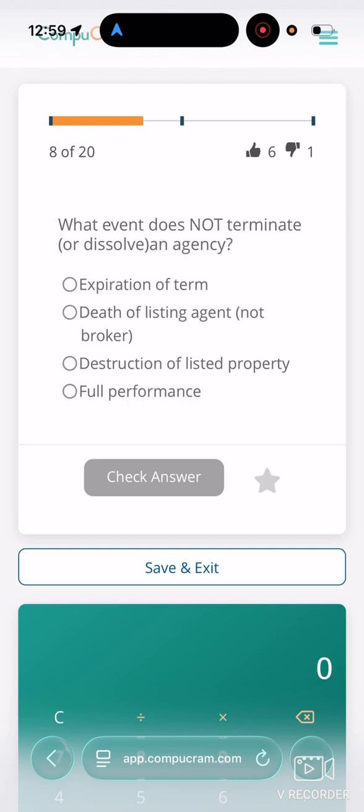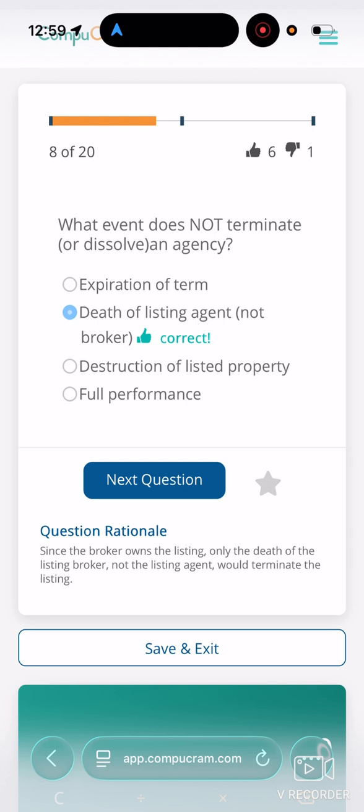Number 8. What event does not terminate or dissolve an agency? Expiration of terms. Death of listing agent, not broker. Destruction of listed property. Full performance. It is death of listing agent, not the broker. So question rationale. Since the broker owns the listing, only the death of the listing broker, not the listing agent, will terminate the listing.